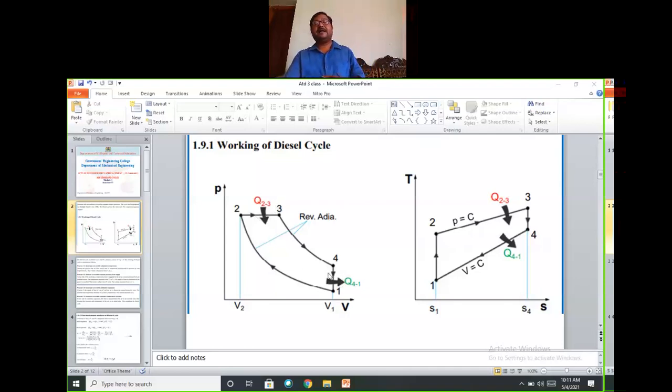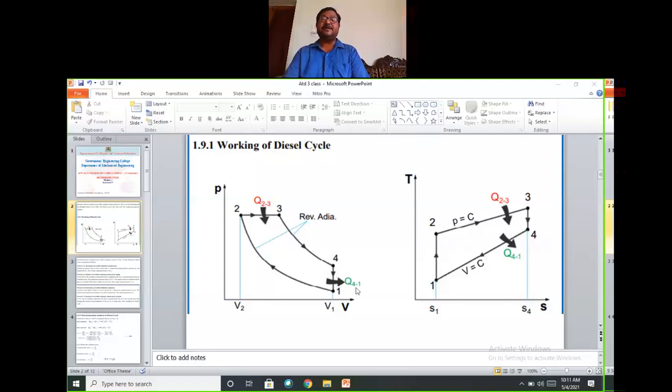Here, the heat rejection process takes place at constant volume. Heat supply is at constant pressure, and heat rejection takes place at constant volume. So here we have to take m Cv delta T: the mass of the ideal gas times Cv, the specific heat at constant volume, that is 0.718 kilojoules per kg Kelvin for standard air. We have to take that.